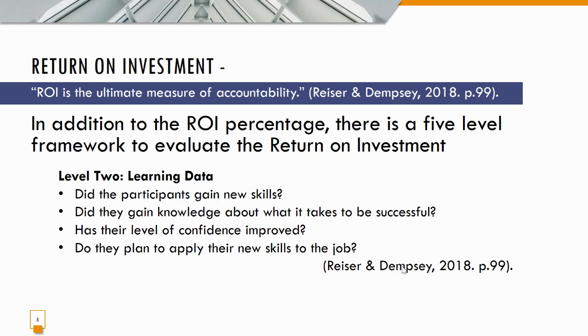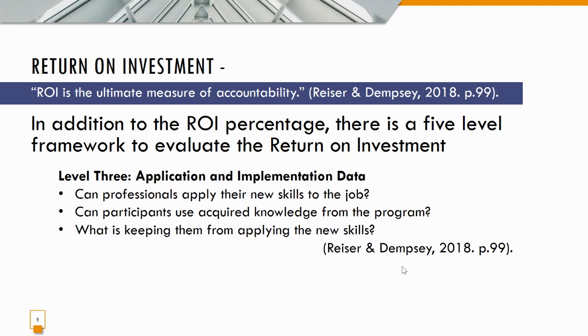When we get to level 2, we call that learning data. Some of the aspects of that are: has their level of confidence improved as participants gain new skills? Did they gain knowledge of what it takes to be successful? And do they plan to apply their new skills to the job? That directly leads into level 3, which is application and implementation data. Can professionals apply their new skills to the job? Can participants use acquired knowledge from the program? And what's keeping them from applying the new skills?